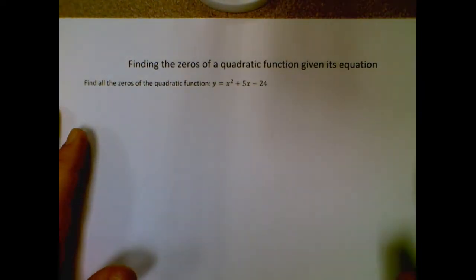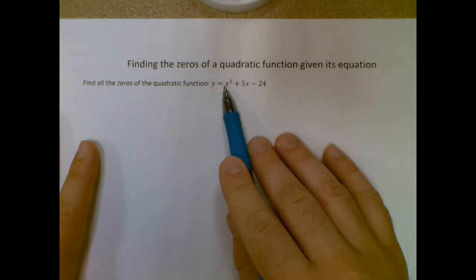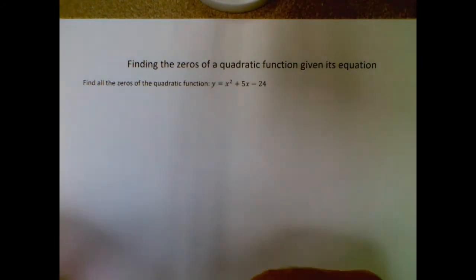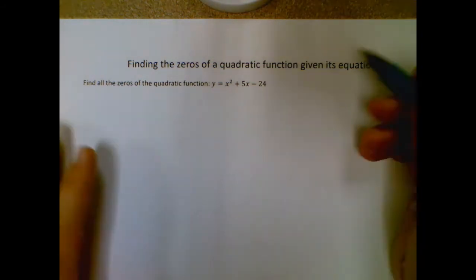5x minus 24. So the first thing I notice when I look at this is my coefficient of x squared, my a value, is 1, which means usually the easiest way to approach this is to try and factor it. Whenever a is 1, factoring is a lot easier. You have other options. You can use the quadratic formula or factoring or whatever method you want. But since that a value is 1, I think factoring is going to be the easiest.